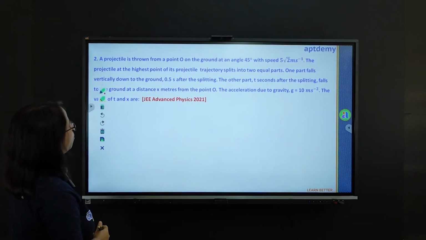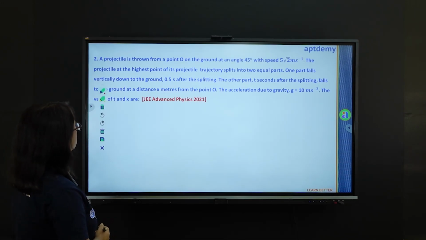A projectile is thrown from a point O on the ground at an angle 45 degree with speed 5 root 2 meter per second. The projectile at the highest point of its trajectory splits into two equal parts. One part falls vertically down to the ground 0.5 seconds after the splitting. The other part, t seconds after the splitting, falls to the ground at a distance x meters from the point O. The acceleration due to gravity g equals 10 meter per second square. The values of t and x are.